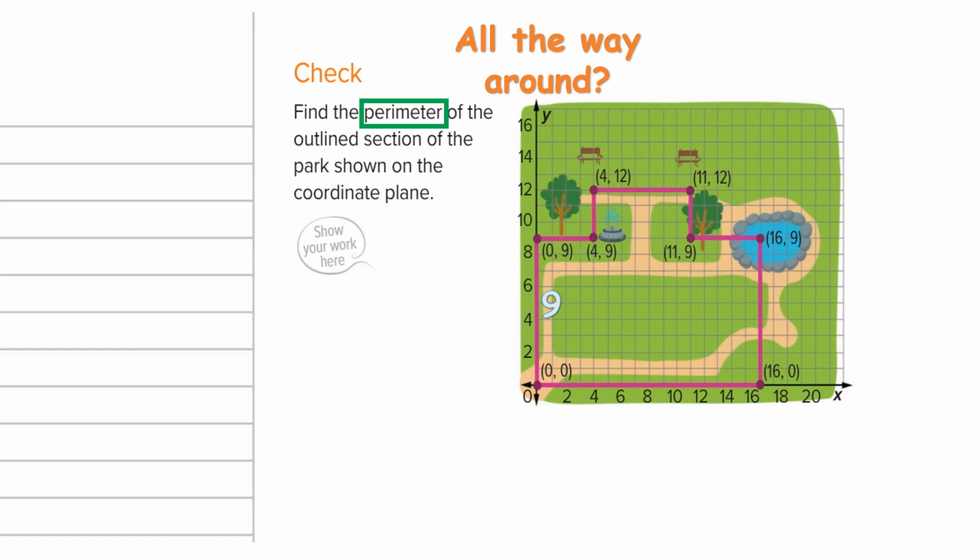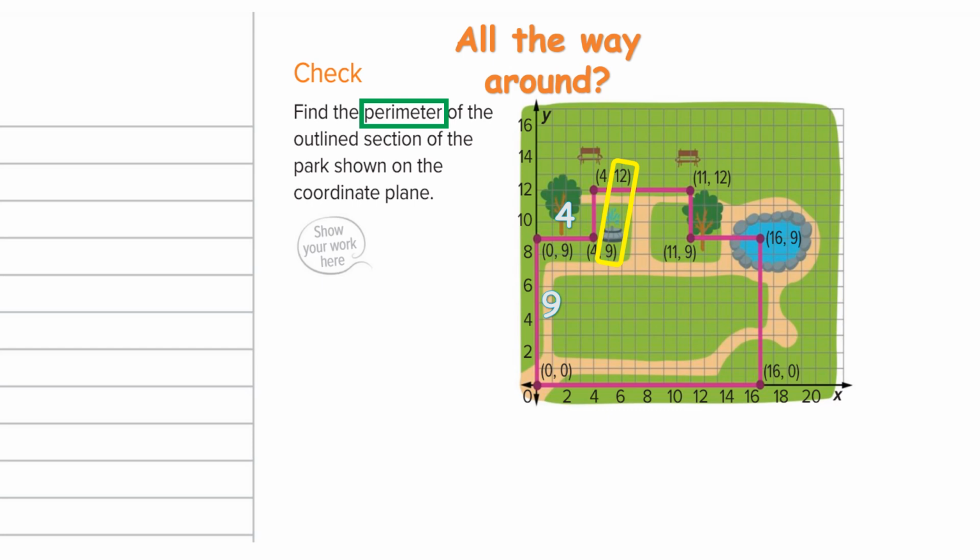Then I'm going to go from the left to the right. I see that my 9's are the same, so I focus in on my x's, my 0 and 4. Well, I want to take 4 minus 0, not get negative 4, 0 minus 4, right? So 4 minus 0 is simply 4. Going from the water fountain up to the left bench, then I see my x's are the same, so I focus in on my y's.